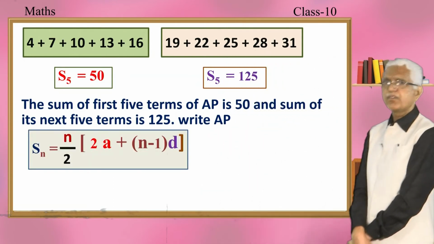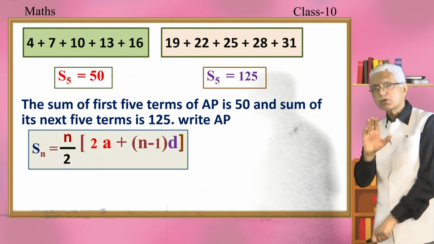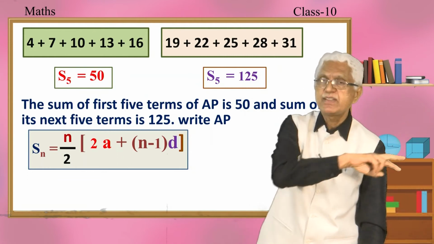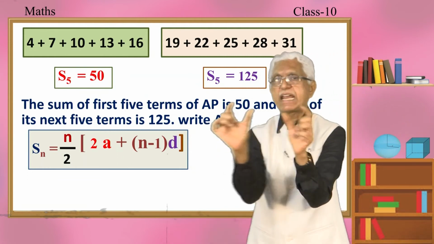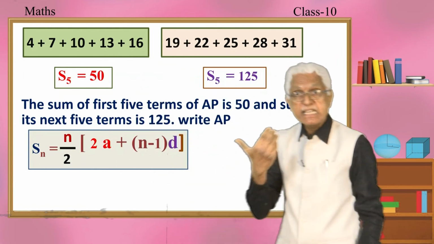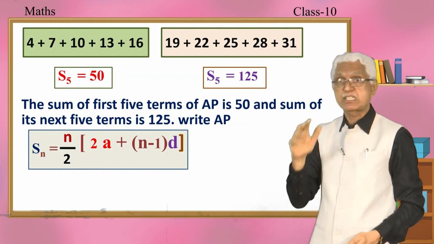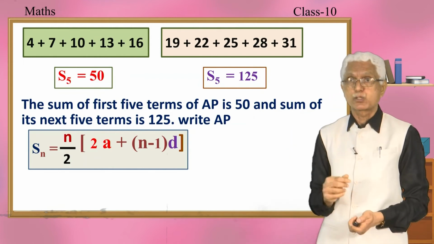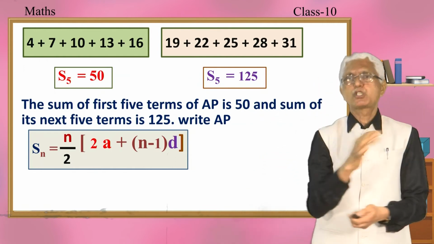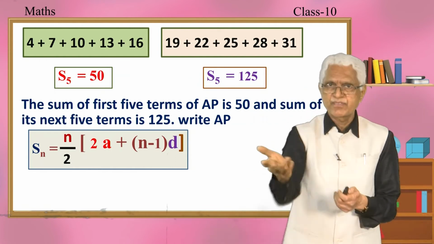Hopefully we are trying to solve this problem in a different way. See, in the previous example what happened? We framed a pair of linear equations and we solved and we got the AP. Here we are trying to understand whether I can use this formula also. That means an alternate method, a different approach to the very same problem.